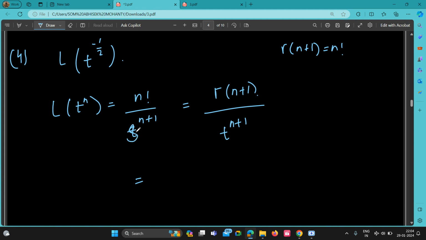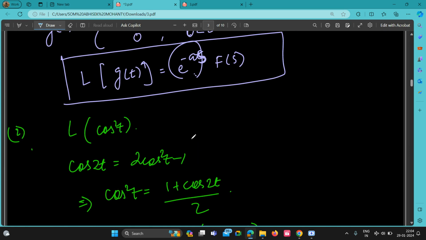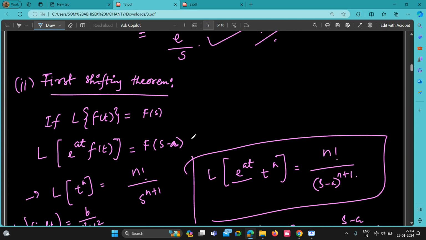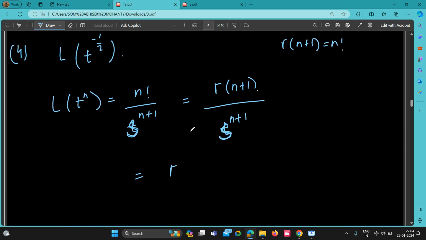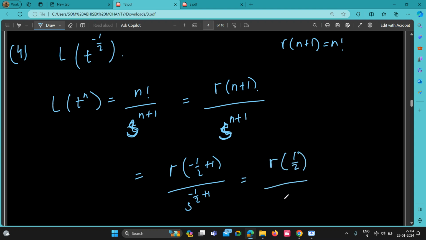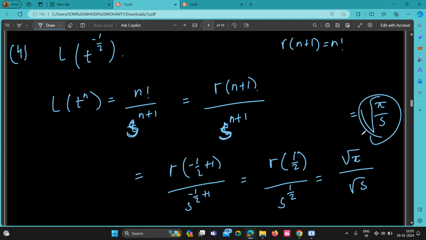Sorry, this is s. Sorry, my bad. s to the n plus 1. I think I've made a mistake before also somewhere. I've written it as t. No, I've written as s, yeah, correct. So the power is now minus half. So gamma of minus half plus 1, divided by s to the power minus half plus 1. So gamma of half divided by s to the power half. Gamma of half is root pi, and this is root s. So the answer is root pi over root s. Very simple. Okay.